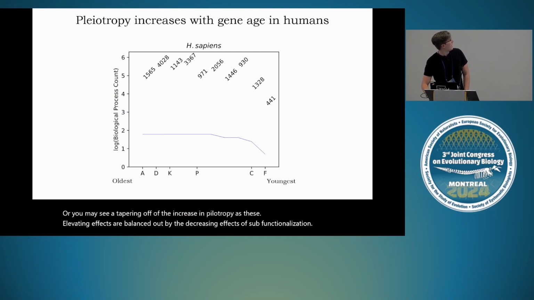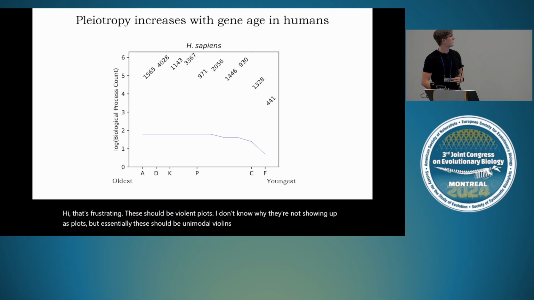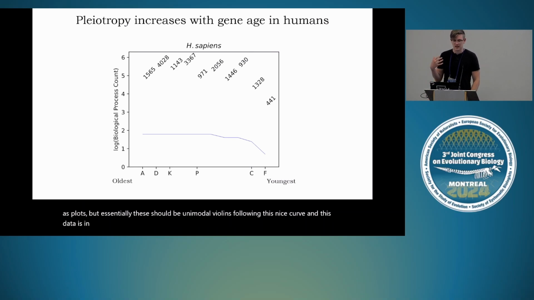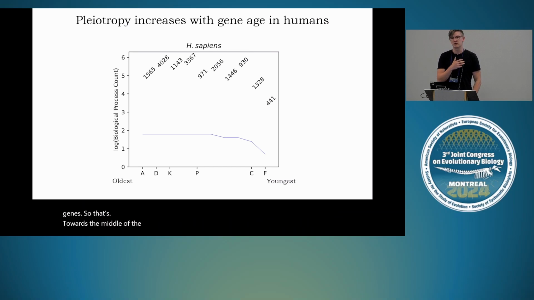That's frustrating. These should be violin plots. I don't know why they're not showing up as plots, but essentially these should be unimodal violins following this nice curve. And this data is in humans. It shows that in our youngest age bin, so that's going to be on the left side of the screen, you have on average less pleiotropy than your middle-aged and older genes, so that's towards the middle of the graph and further to the right.